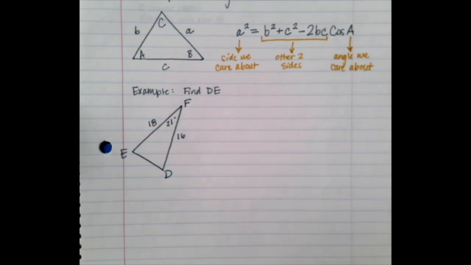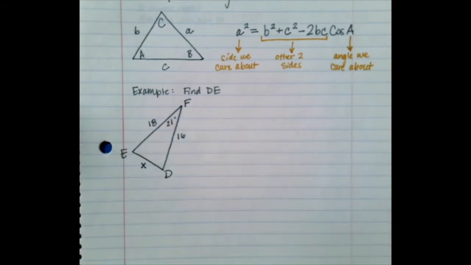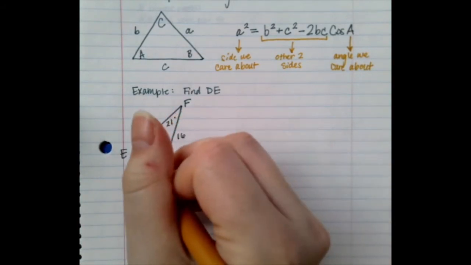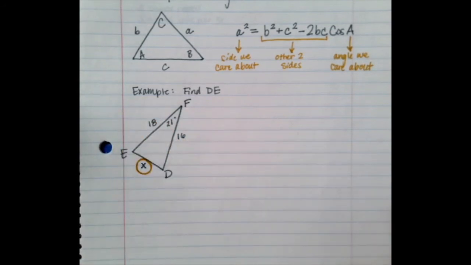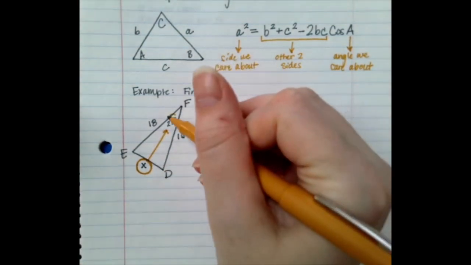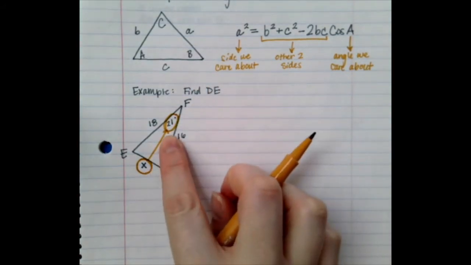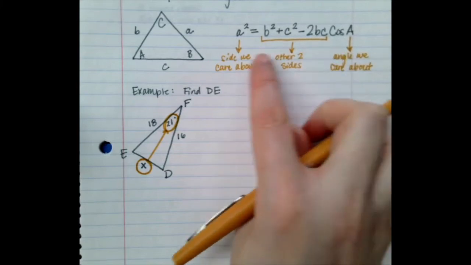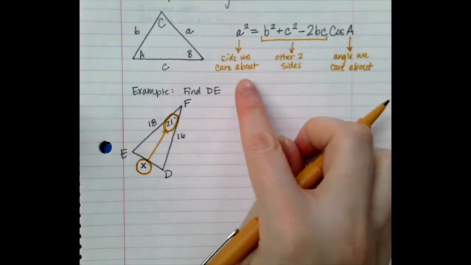Now we're going to label what we're missing, what we're trying to find, with an X. We're trying to find DE, so I'm going to label this X. Then I'm going to circle what I'm trying to find, so I'm going to draw some attention to it by circling it. Then you're going to draw an arrow across the triangle and circle its matching angle. Remember, we care about the side and we care about the angle. These are going to go on our ends. So our circled things go on the ends.